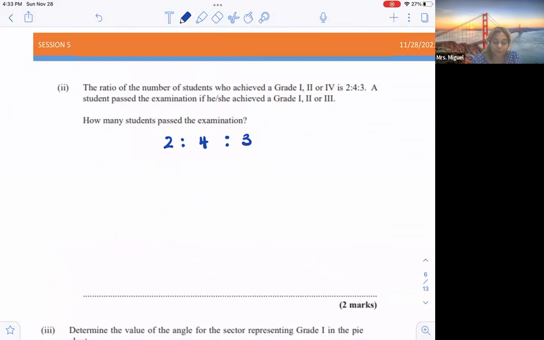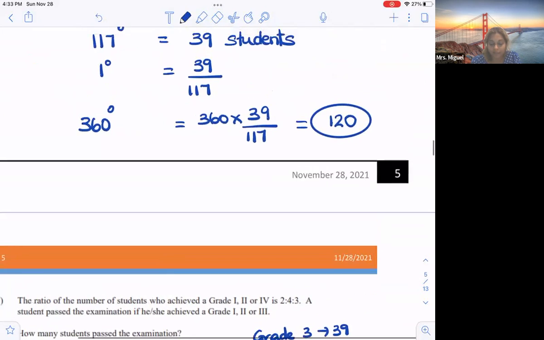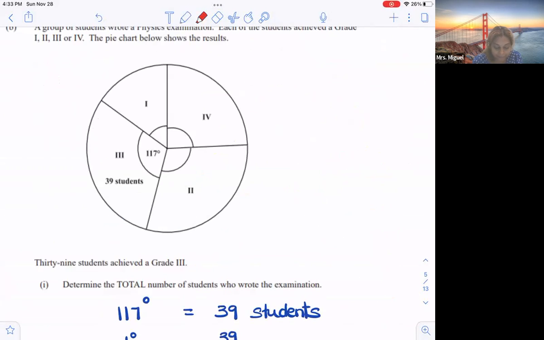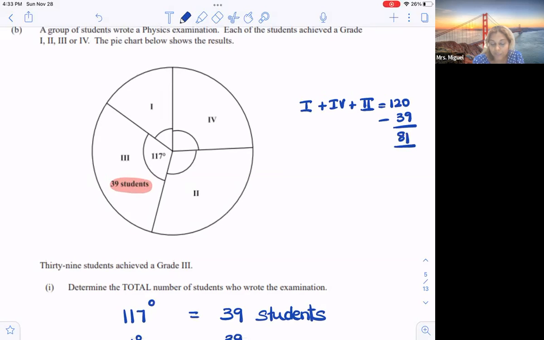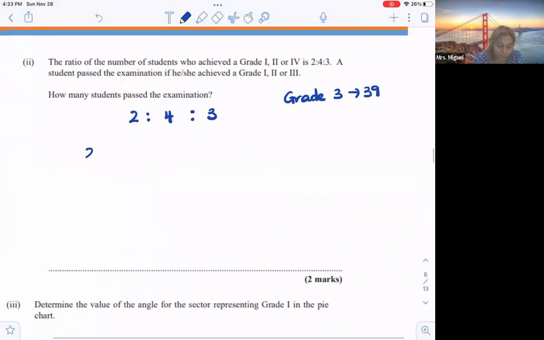So therefore, if grade 3 is 39, and that was not included here because this is 39 here, and we have 120 students in all, it means that obtaining grade 1, grade 4, and grade 2 will be the balance, which is 120 minus 39. And 120 minus 39 is 81. So 81 students achieved either grade 1, 2, or 4. We're going again. So therefore, 2 plus 4 plus 3 is equal to 81. 4 and 2, 6 and 3, 9. So 9 parts is equal to 81.